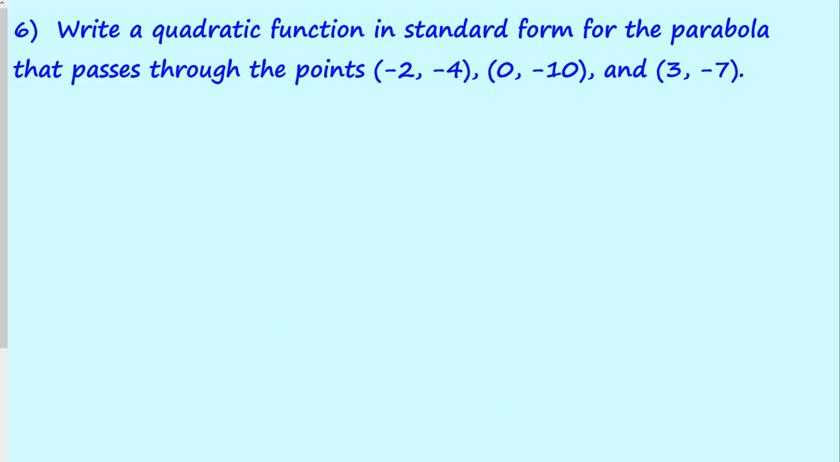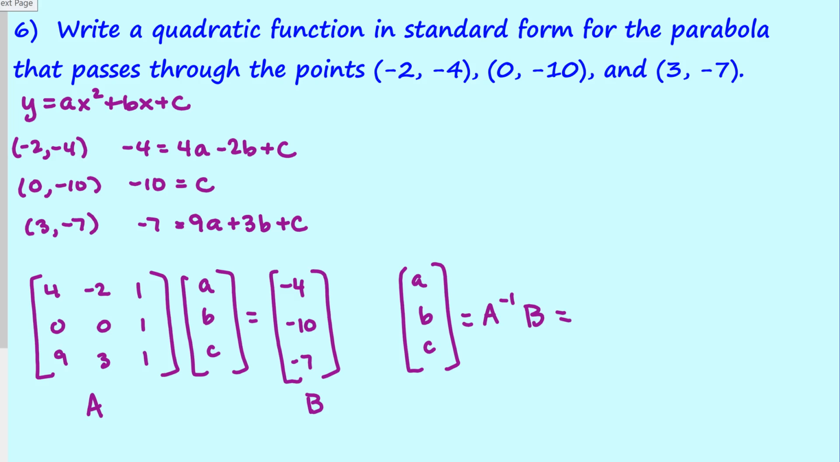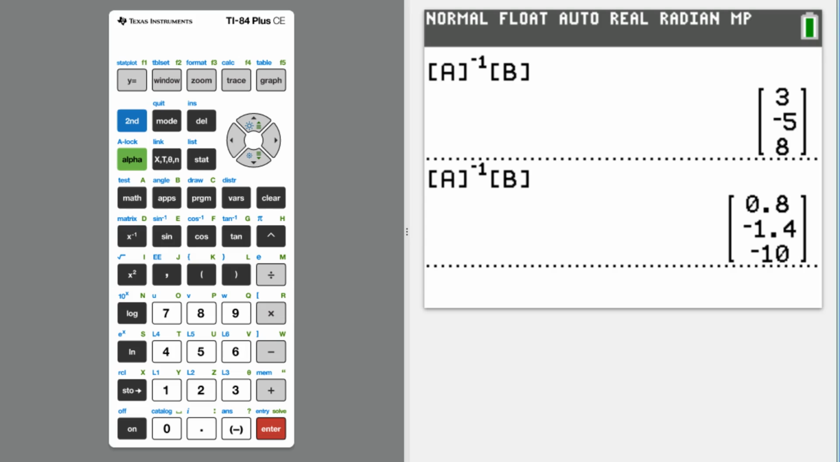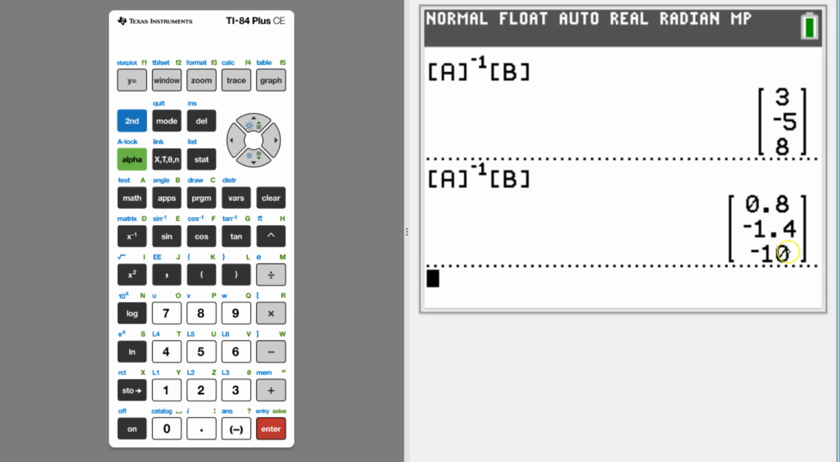Okay, and I have one for you to try. So you might just want to pause and give this one a try and then see how it goes. Okay, so I've taken each point and substituted it in for x and y and made 3 equations. And then I converted that system of equations into matrix form. You could use Cramer's rule, you could use elimination, but I personally think this is the fastest for me. And then I used my calculator and I typed in matrix A and matrix B. So what I have is the values 0.8, -1.4, and -10. And I would prefer to have those as fractions.